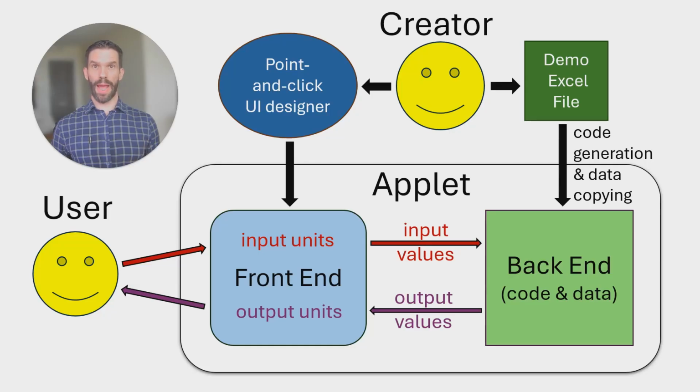LeanPeaks is all about applets. An applet is a piece of software that performs calculations for a user and presents the results. An applet has two components: a front end that the user sees and interacts with, and a back end that performs the calculations for them. A creator makes an applet using a point-and-click user interface designer to figure out the layout and components, and a demo Excel file with formulas demonstrating the calculation that they want the back end to perform.